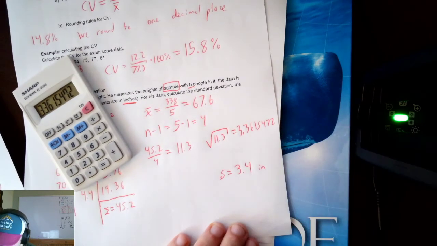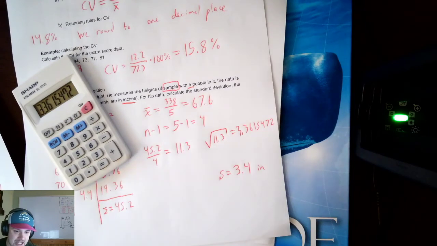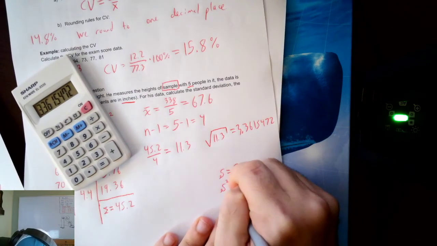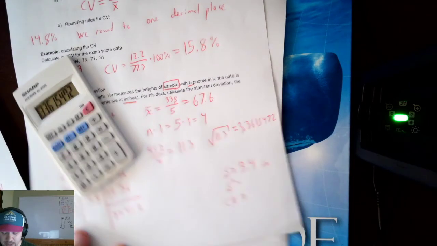Now, I'm not quite done yet. I calculated the standard deviation. That is 90% of the heavy lifting. I have done almost all of the work for this problem. Now, I need s squared and the CV. I have 2 other numbers I want to calculate, right?